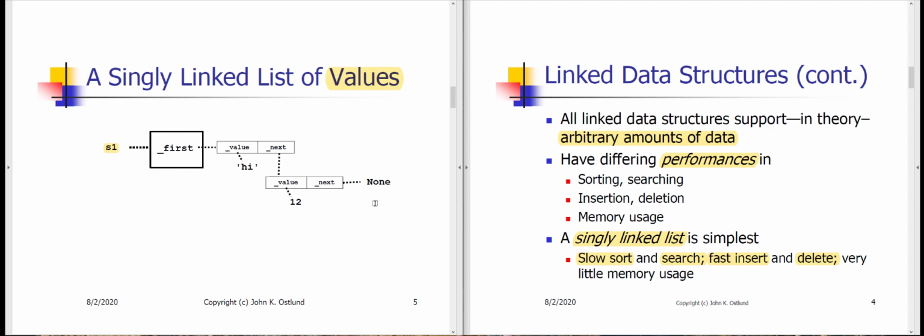So this diagram is an example of a singly linked list of two values or two nodes. Notice that the values in Python in a singly linked list can be of arbitrary data type. So this singly linked list contains a str as its first value and an int value 12 as its second value. Many other kinds of languages are more restrictive and typically require the items within a singly linked list to all be of the same data type.